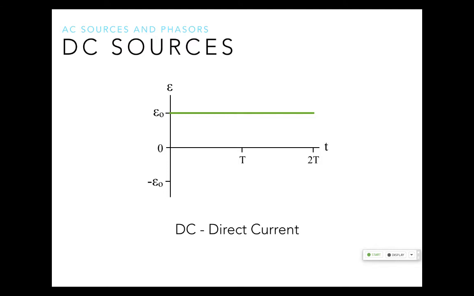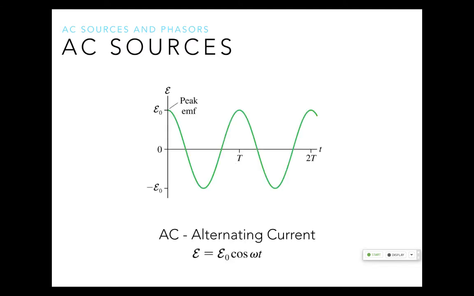This is what an AC source looks like over time. It's oscillating. Here's your peak voltage, your peak EMF. And what kind of wave is this? This is cosine. So if you want to write it out, instead of just E equals E naught, it's E equals E naught cosine omega t. And what's omega? It's radians per second, but it's the angular frequency. It has to do with the period, so it's 2 pi over the period.